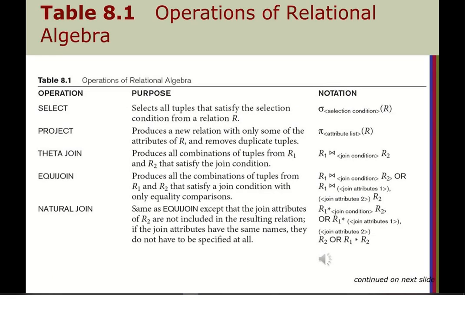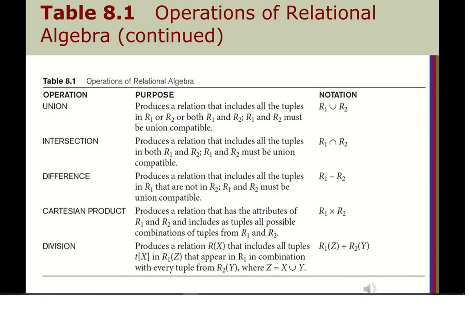Table 8.1 is the summarization of all operations of relational algebra that we have learned: select, project, theta join, equijoin, and natural join; and union, intersection, difference, Cartesian product, and division.